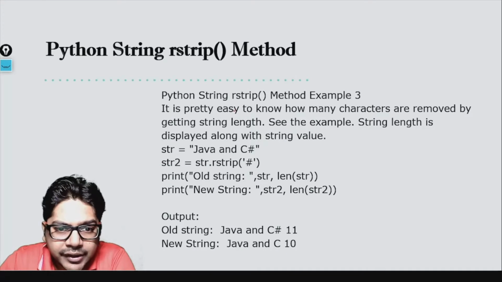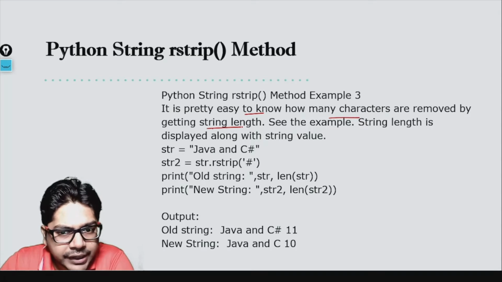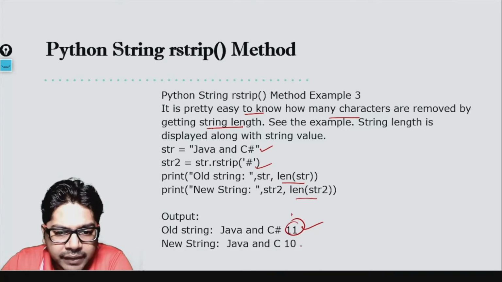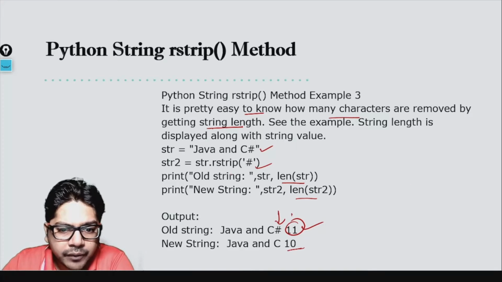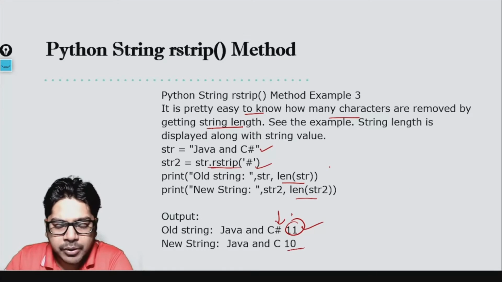And it is pretty easy to know how many characters are removed by getting the string length function, which we already tried, right? First we have this, then we are removing, and then we are trying to print the length of both the strings. The original string is giving you length 11. The second string is giving you length 10. Why? Because this hash has been removed from the string because of this rstrip function. Okay, so that was all about rstrip.